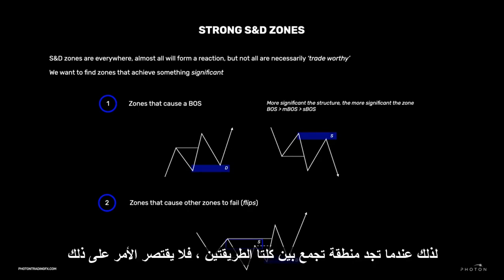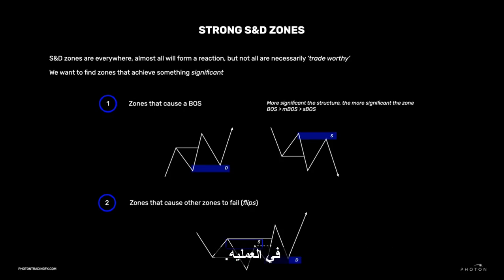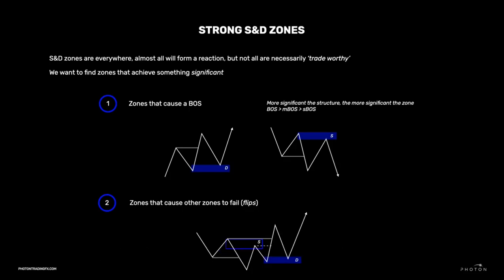So when you find a zone that combines both methods, so not only does it cause a break of structure, but it also caused another zone to fail in the process, then this is when you have the highest probability zone, all else being equal.